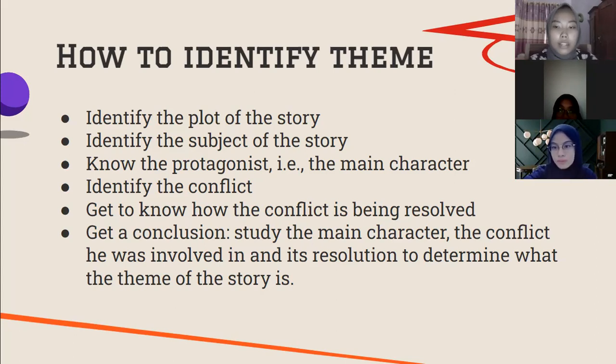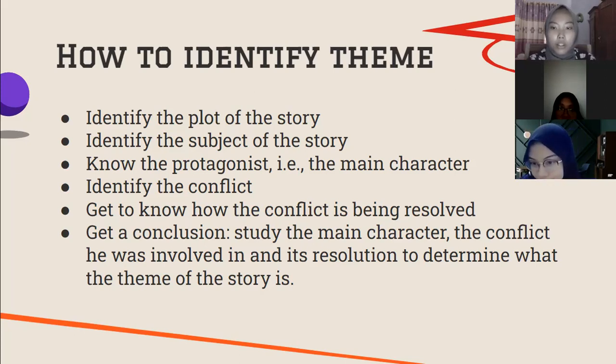Number five, get to know how the conflict is being resolved. How the conflict is resolved in the story is a way of identifying a theme. Whoever gets out the winner in the conflict is a clue the writer gives the reader on which force is greater and better. And the last one, get a conclusion.